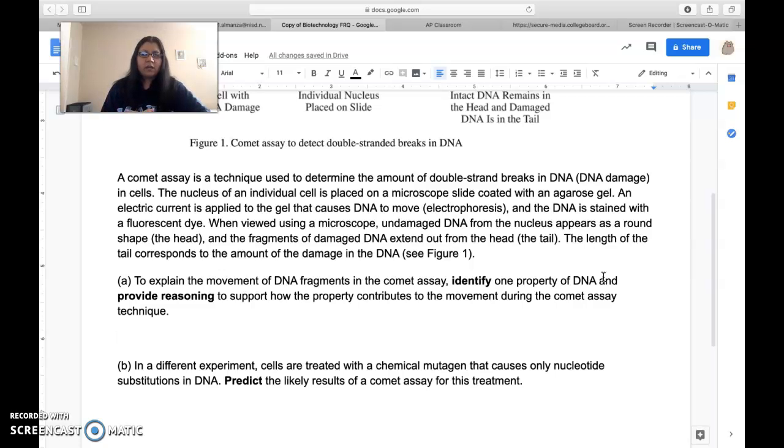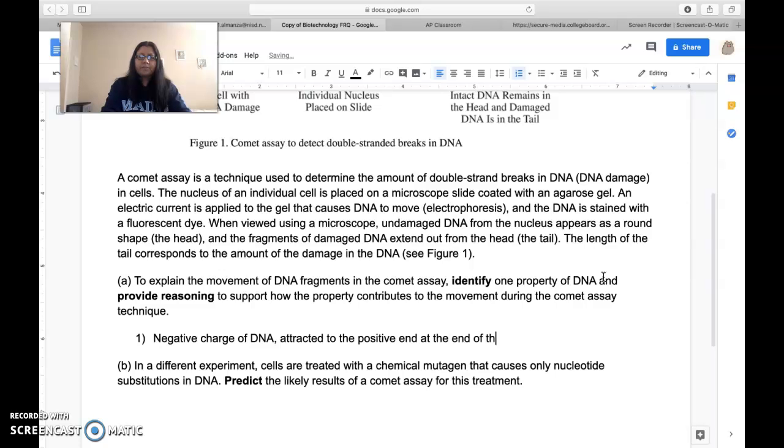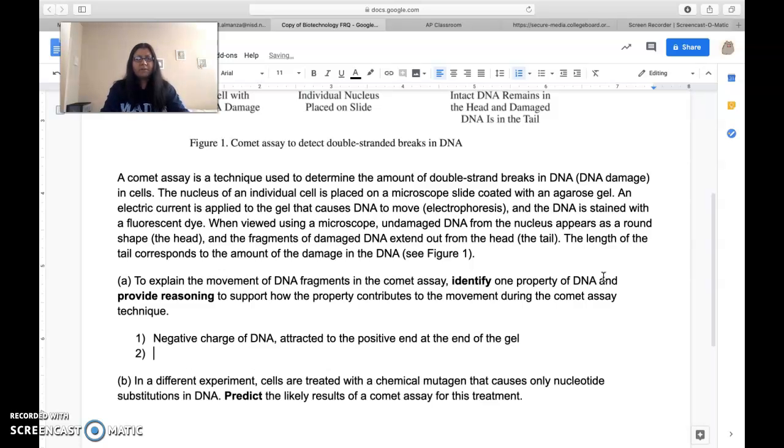And so if we're talking about properties of DNA, there's two that we can write about. Our first one is going to be the negative charge of DNA. The reason why it moves across the gel is because it's attracted to the positive end at the end of the gel. Okay, so that's one property of DNA and why this allows the COMET assay to work, why it allows gel electrophoresis to work.